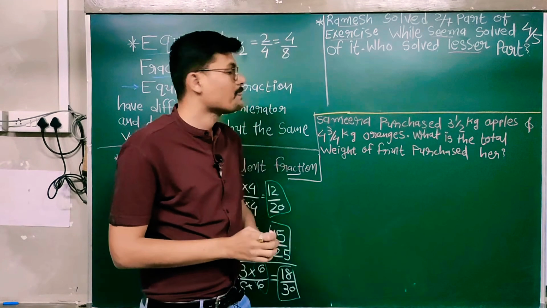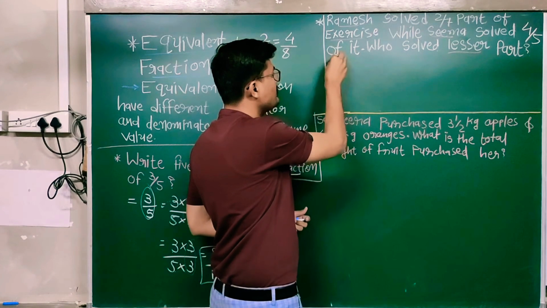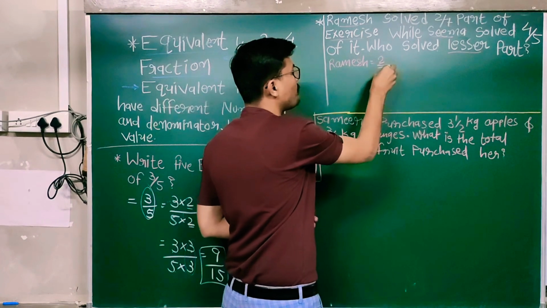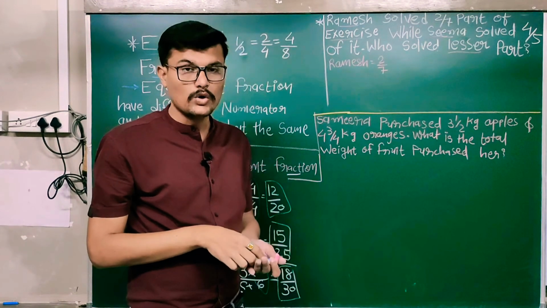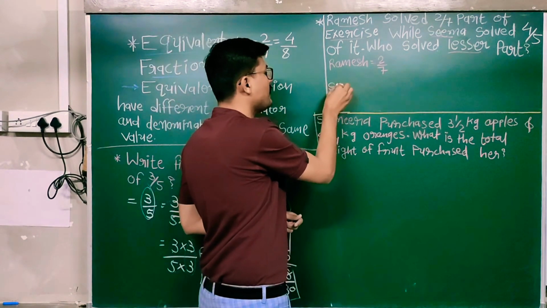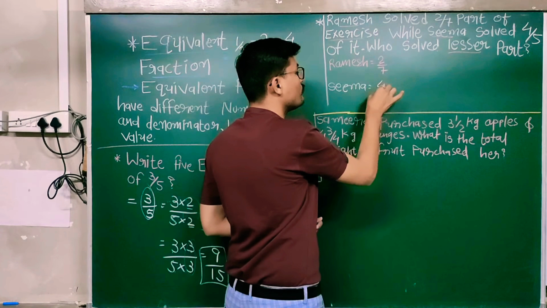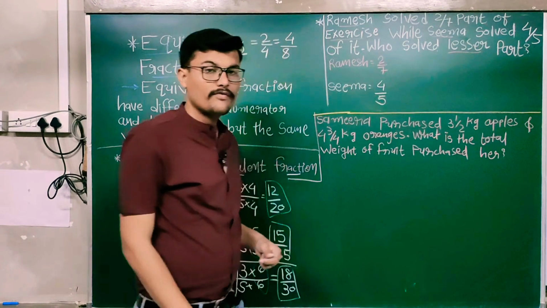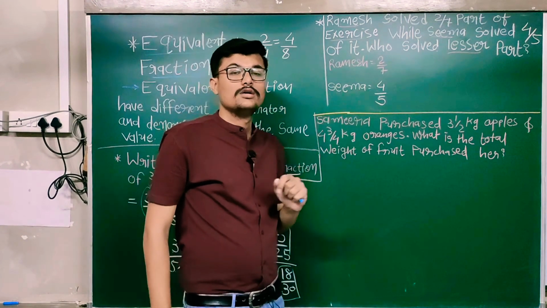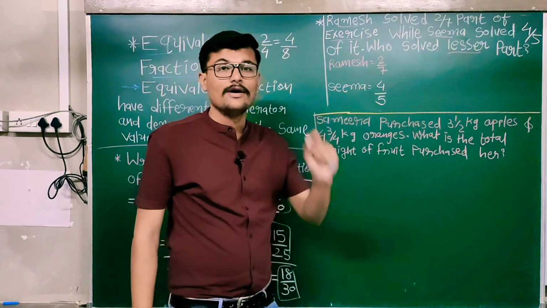So let's see how we can find this. First of all, Ramesh solved 2 upon 7 part of the exercise and Seema solved 4 upon 5 part of the exercise. I want to check who solved the lesser part of the exercise.